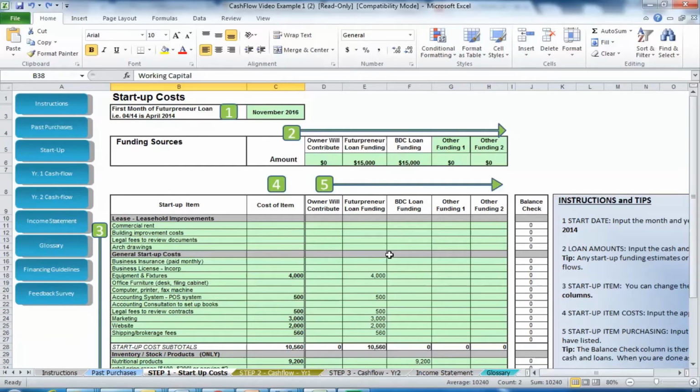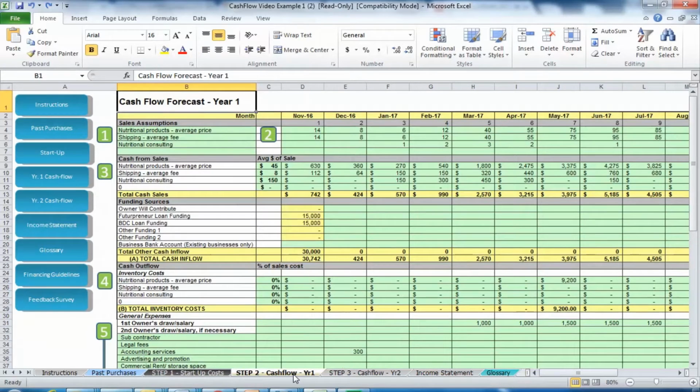Start by opening the Futurepreneur cash flow template. Go to the Cash Flow Year 1 tab. Our template is a 2-year projection. However, each tab is 1 year. So we have Cash Flow Year 1 and Cash Flow Year 2.